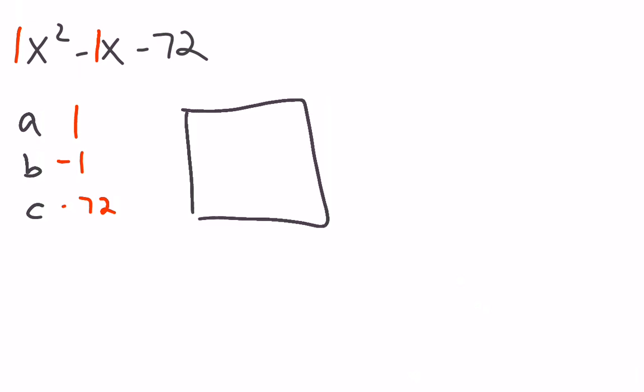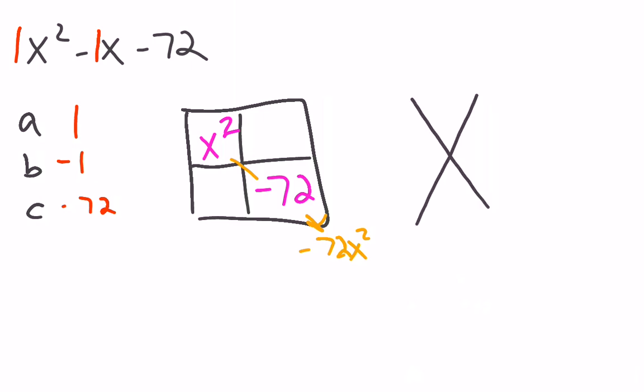Fill your box. First term, x squared. First box. Last term, last box, so negative 72. Multiply your diagonal, so negative 72x squared. And let's fill in our x. So the negative 72 goes at the top, and b goes at the bottom. So we want the two numbers that multiply to negative 72 and subtract to 1.